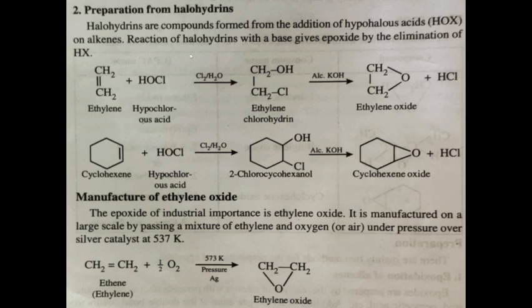halohydrins. Reaction of halohydrins with a base gives an epoxide by the elimination of a hydrogen halide, HX. The reaction scheme is shown here. You can easily understand from the reaction.